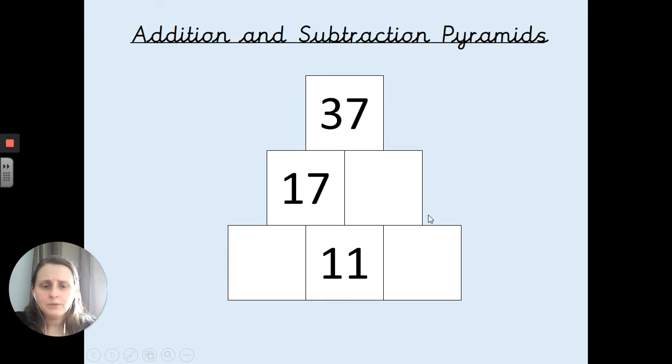Okay, so for this one, I'm going to start at the top this time. So I'm going to do 37. I want to take away 17 to find out this one. So 37 take 17 to find out this answer. And I'm going to do 17 take away 11 to find out this answer. Now, if I've worked out 37 take away 17, I should know this one already. So if I know this one, I can do this number, take away 11 to find out this answer.